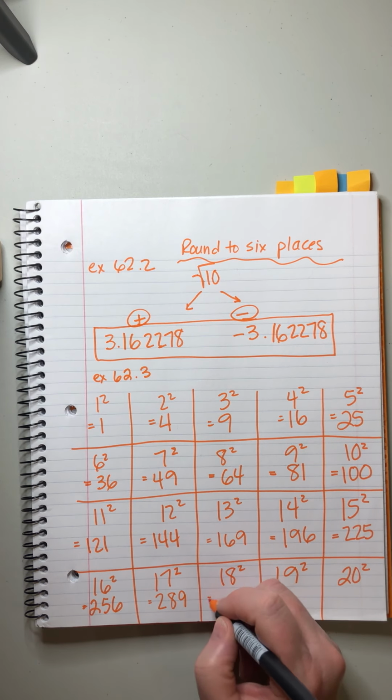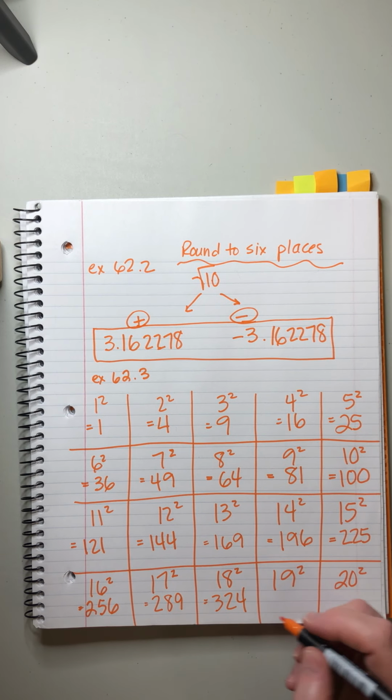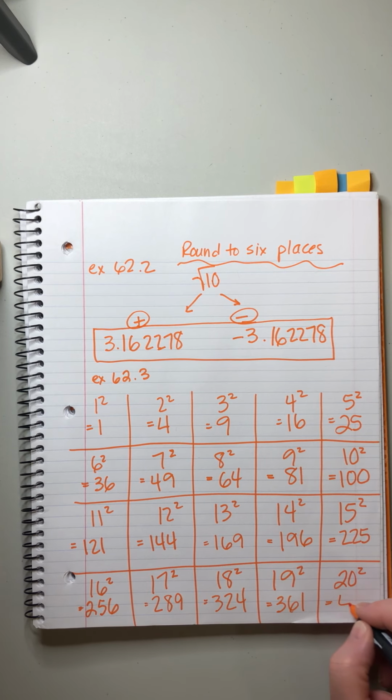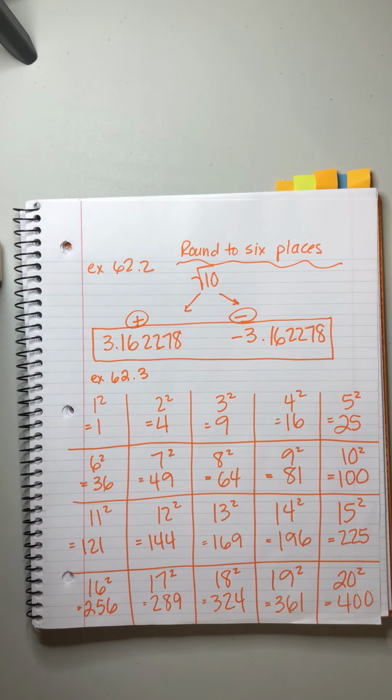18 squared is 324. Don't you wish I could just sit with you while you're doing your homework and tell you what all the facts were? 19 squared is 361. And then 20 squared is easy. That's 400. Right? It's really important that you learn those. Yay.